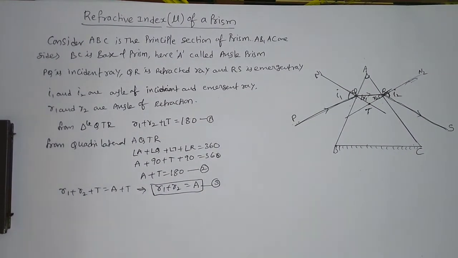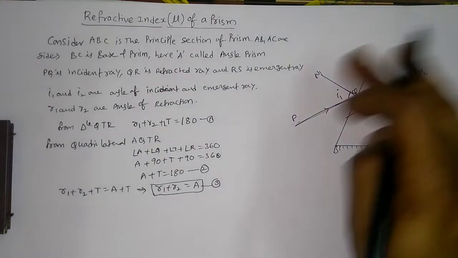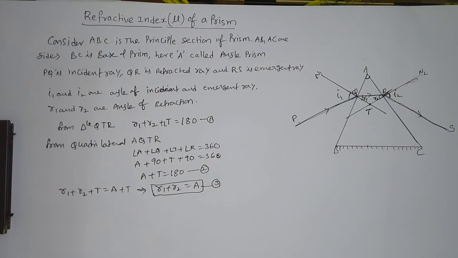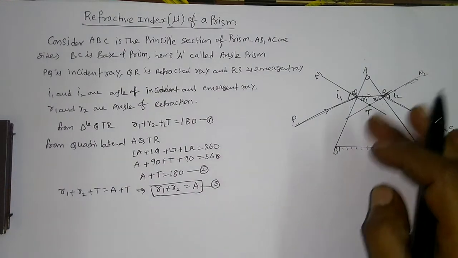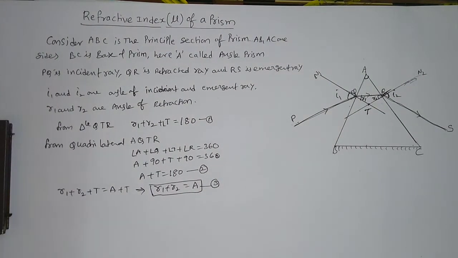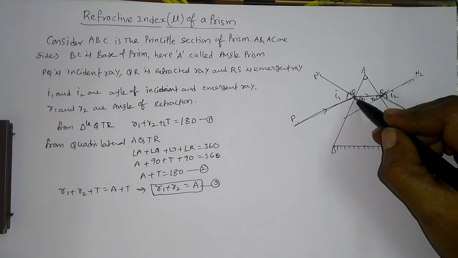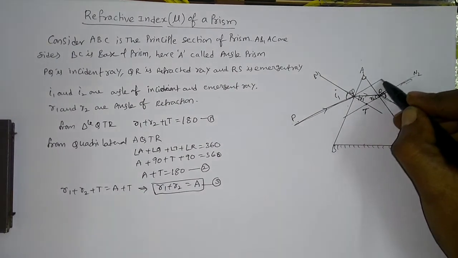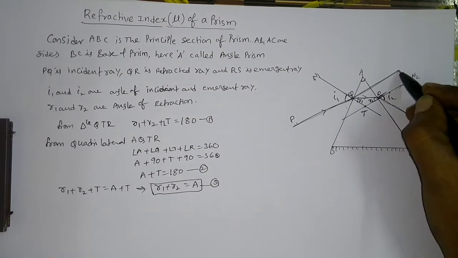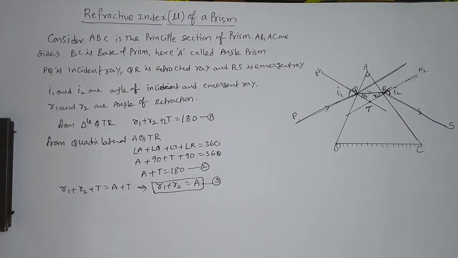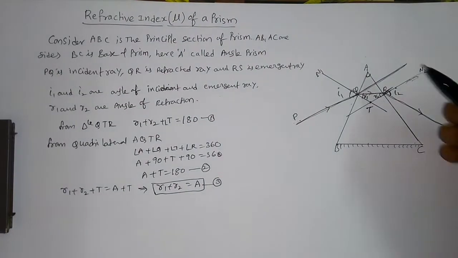Now up to this, I am getting the relations between the angles of prism and angle of refractions, that is R1 plus R2 is equal to A. Next, in the absence of the prism, what happened? The light ray generally goes in the straight way. In the absence of the prism, the light ray will go in the straight way.